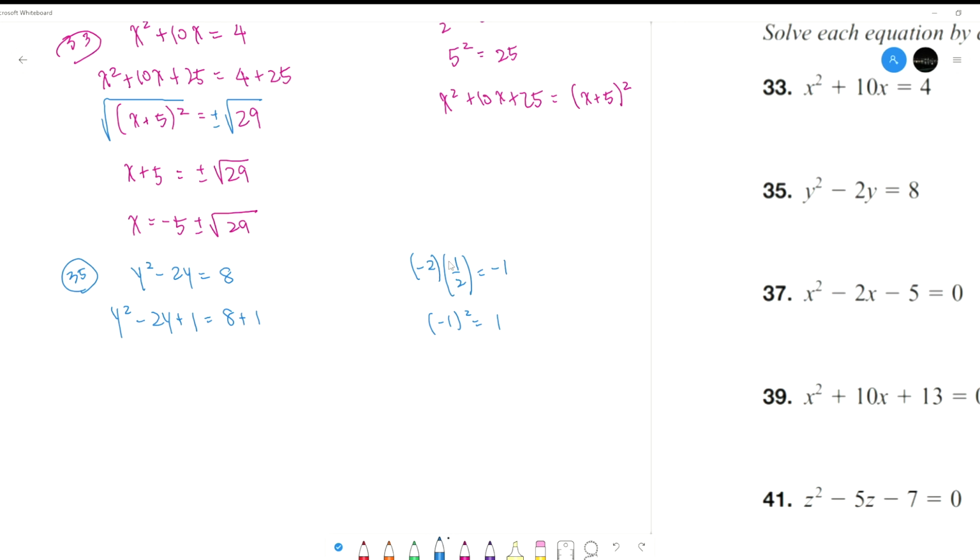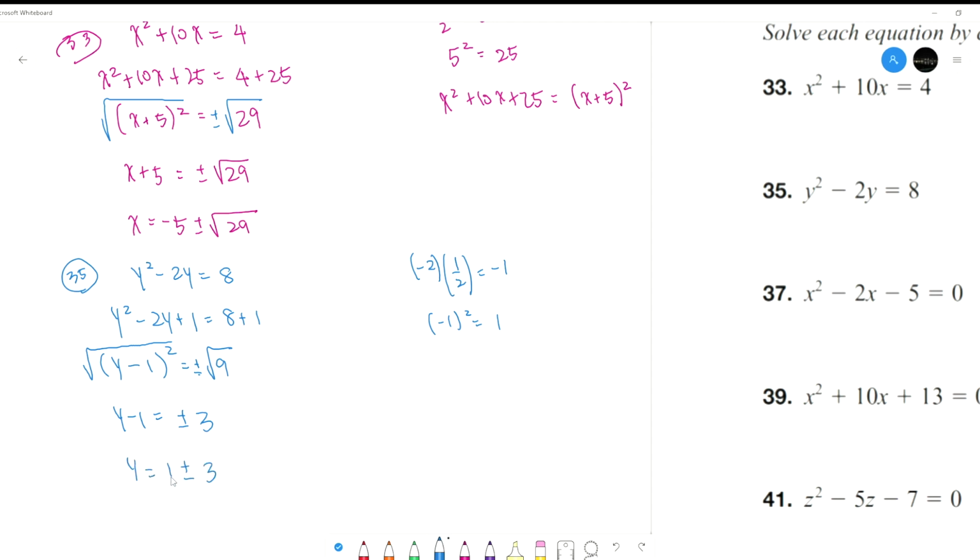Now, this minus 1, that's what this factors to, right? This is y minus 1 quantity squared is equal to 9. Right? And at this point, we can square root both sides and get y minus 1 is equal to plus or minus 3. Okay, and then lastly, add 1 to both sides. So y is equal to 1 plus or minus 3.